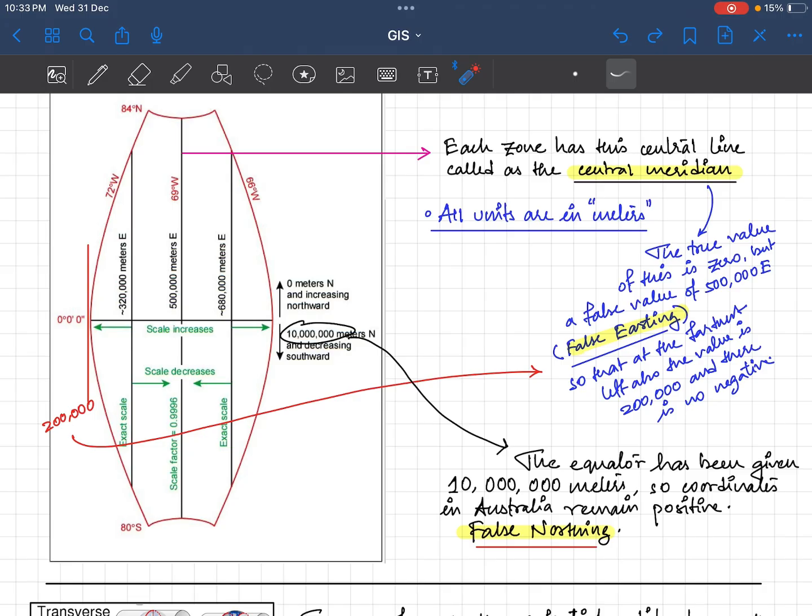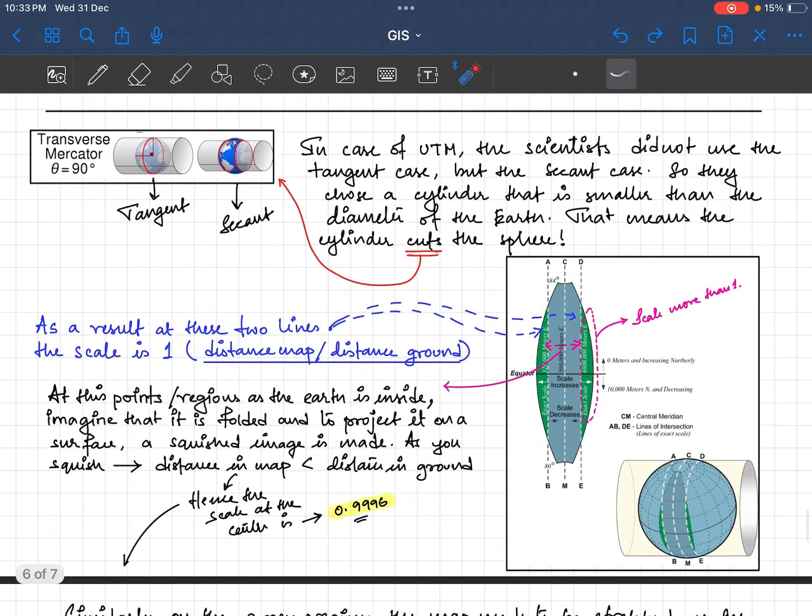So that's there. Now let's talk about one more thing, and this is the last thing that we are going to talk about here. Let's talk about scale. Here, understand that in the case of UTM, when the cylinder is fitted, the diameter of the cylinder is not equal to the diameter of the sphere. Rather, it is narrower or smaller than the diameter of the sphere.